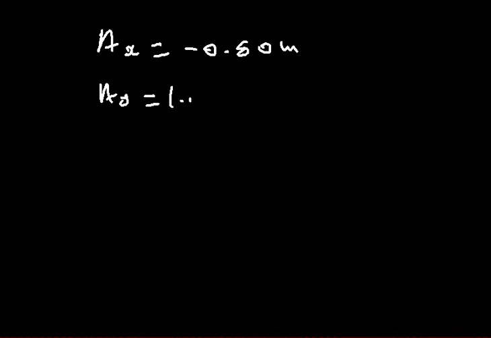And now try this at your own time. Let's say we have a vector A with components ax, which is given as negative 0.50 meters, and ay is given as 1.0 meters. So try to find the magnitude as well as the direction.